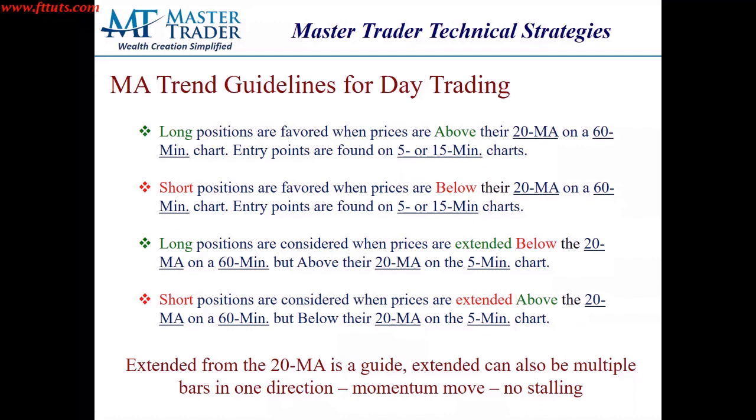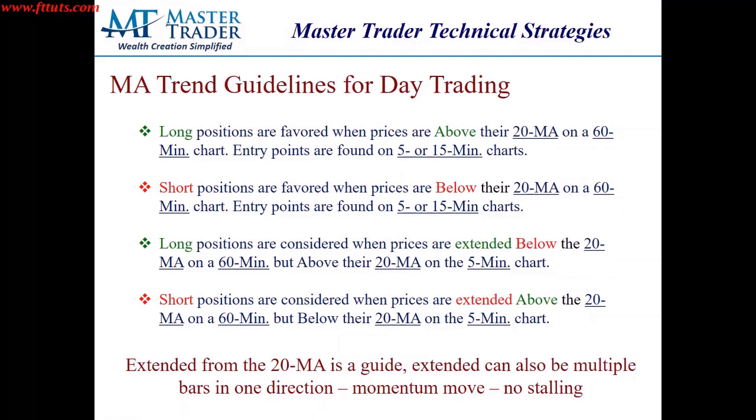Long positions are favored when prices are above the 20 MA on the 60-minute time frame. We'll find entry points on the 5 or the 15. Now, why above the 20 MA on the 60-minute? Because it's trending up. And so the old saying that the trend is your friend. So we're looking for prices to be trending higher, and we're looking for pullbacks or consolidations, bases on the 5 or the 15-minute time frame.